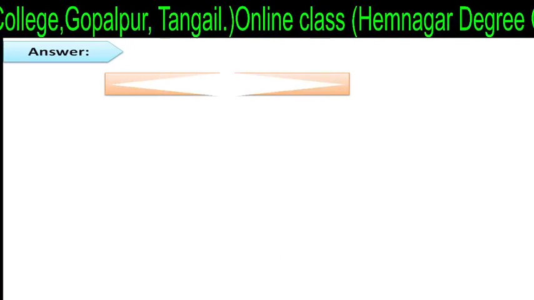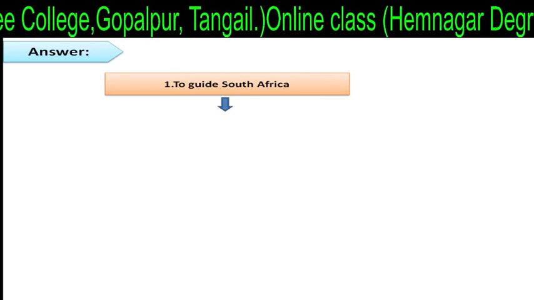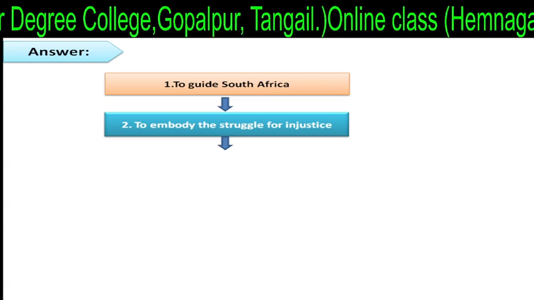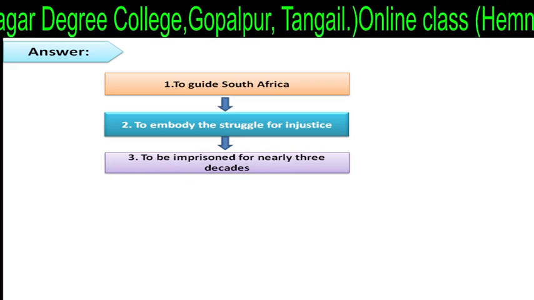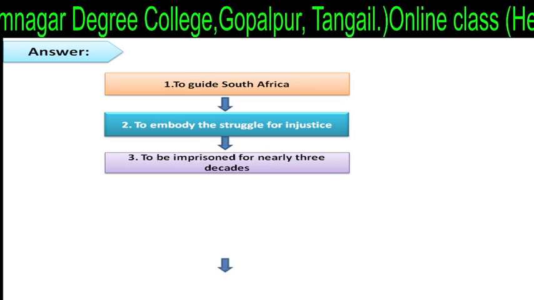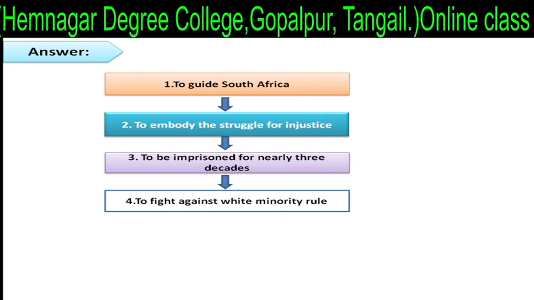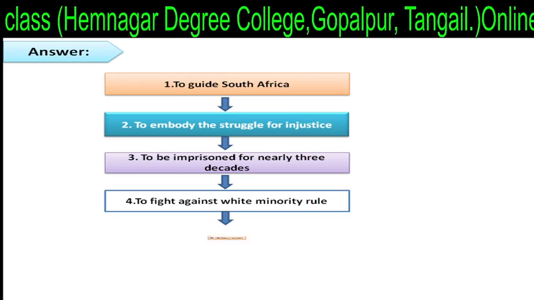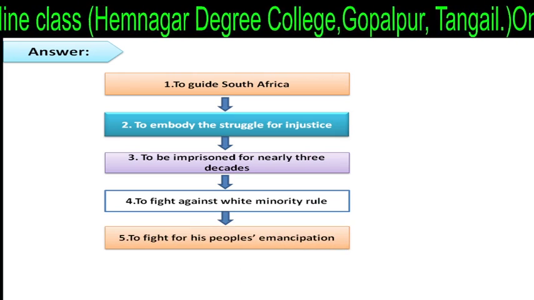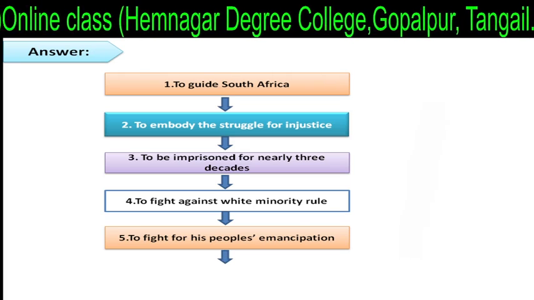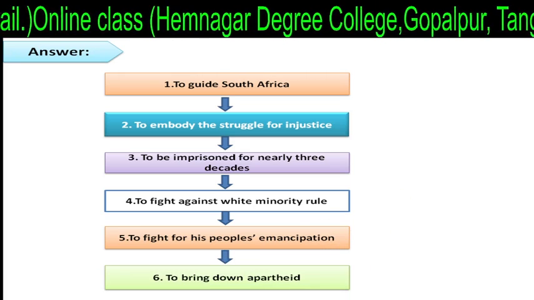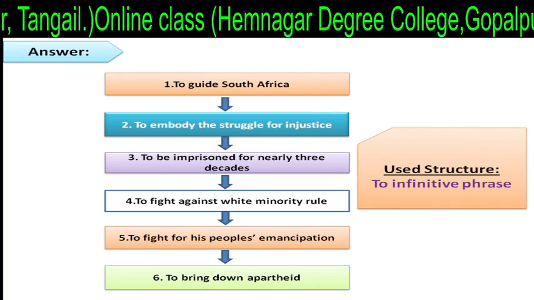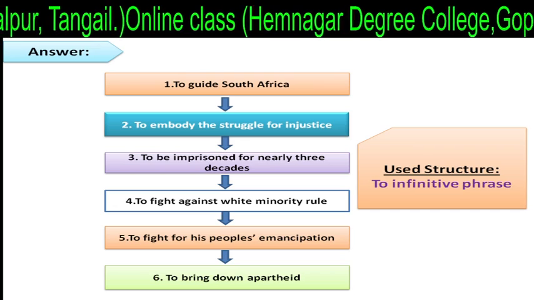Now let's look at the answer. To guide South Africa, to embody the struggle for injustice, to be imprisoned for nearly 3 decades. Number 4, to fight against white minority rule. Number 5, to fight for his people's emancipation. Number 6, to bring down apartheid. So here you can see the structure used is the to-infinitive phrase.